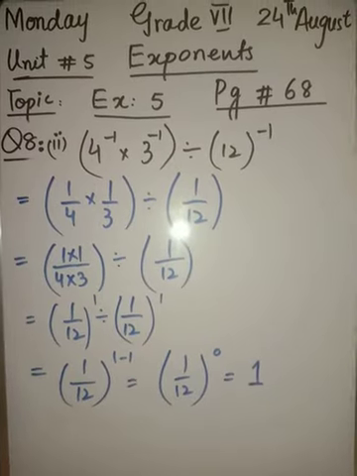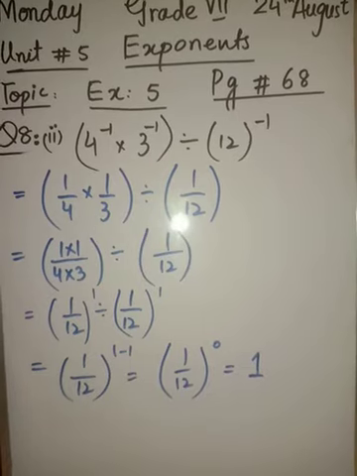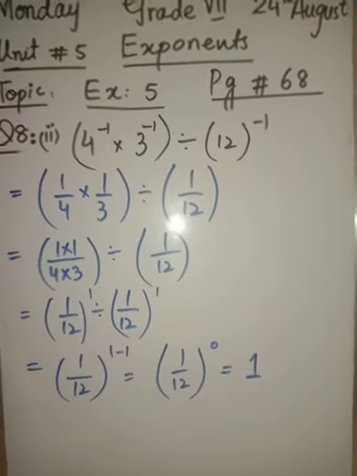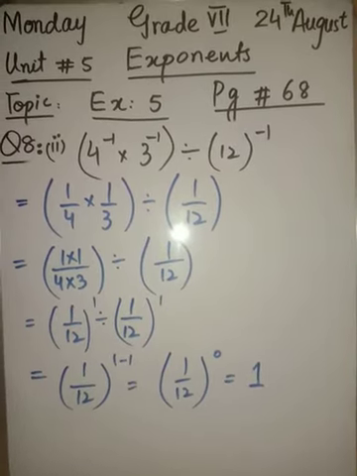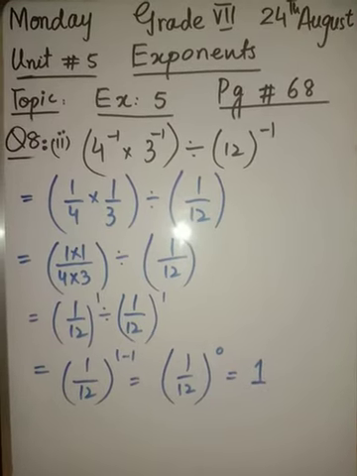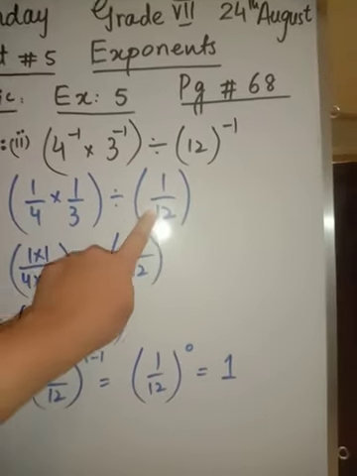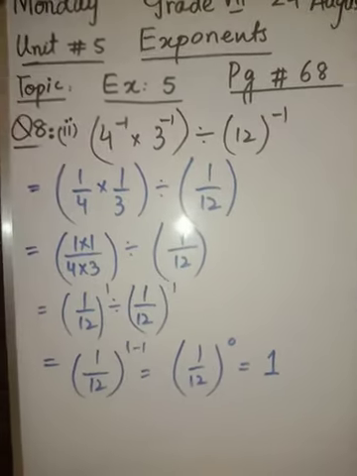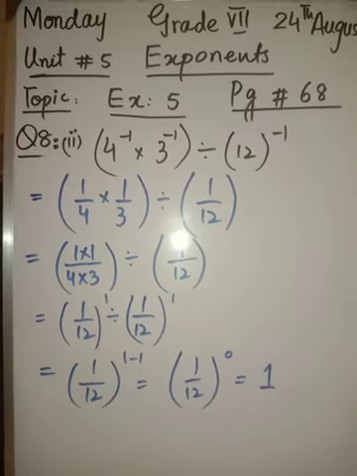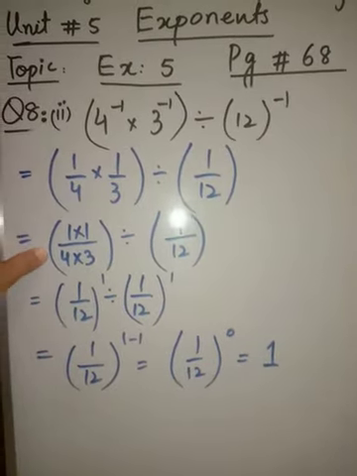Students, now in part number 8, we have 4 raised to power minus 1 and 3 raised to power minus 1 divided by 12 raised to power minus 1. Actually, 4 raised to power minus 1 is the reciprocal, 1 by 4, and 3 raised to power minus 1 is the reciprocal, 1 by 3. So you can write it as 1 by 4 and 1 by 3, and this can be written as 1 by 12. When we have two fractions multiplying, multiply numerator with numerator and denominator with denominator.